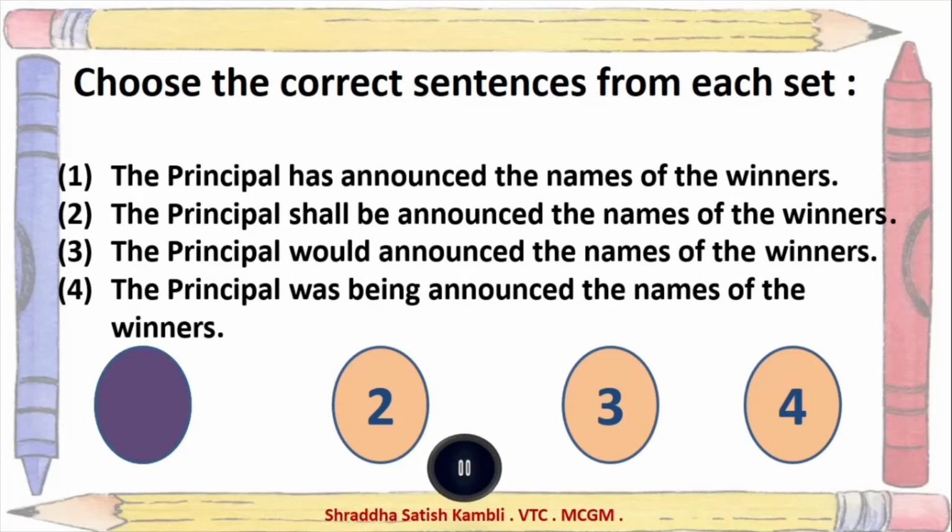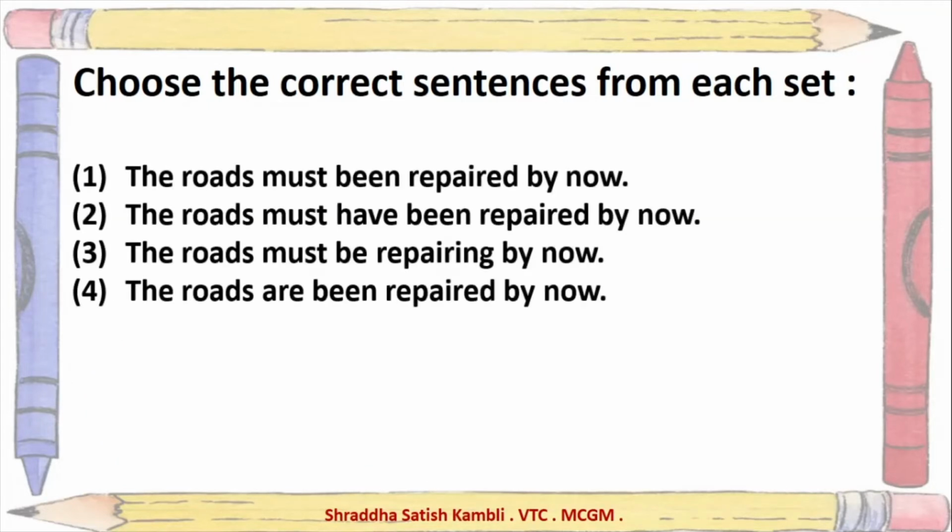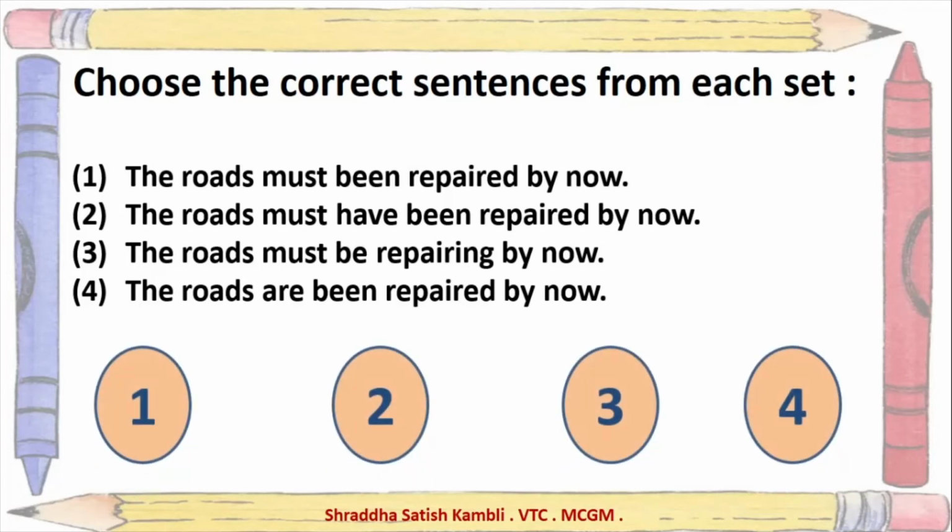Okay, coming to the second last example in this pattern, you have this new set of sentences for you. The roads must have been repaired by now. The roads must be repairing by now. The roads had been repaired by now. So which one is the correct one? 1, 2, 3 or 4? Come on, think, think, think.